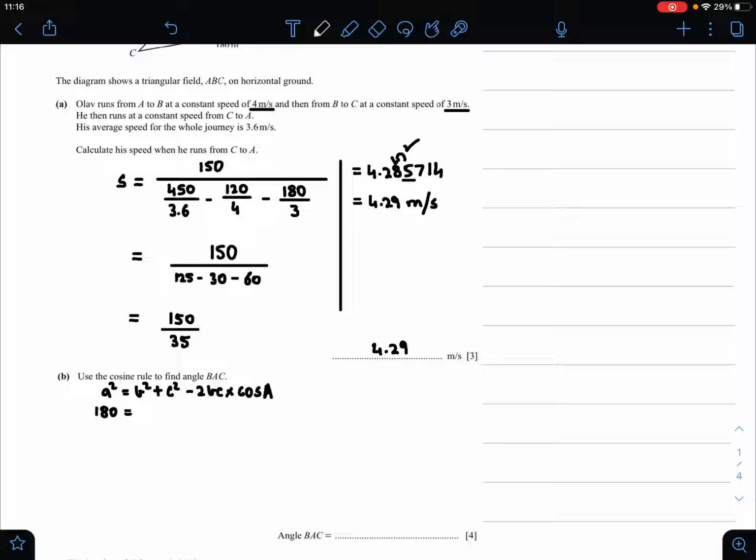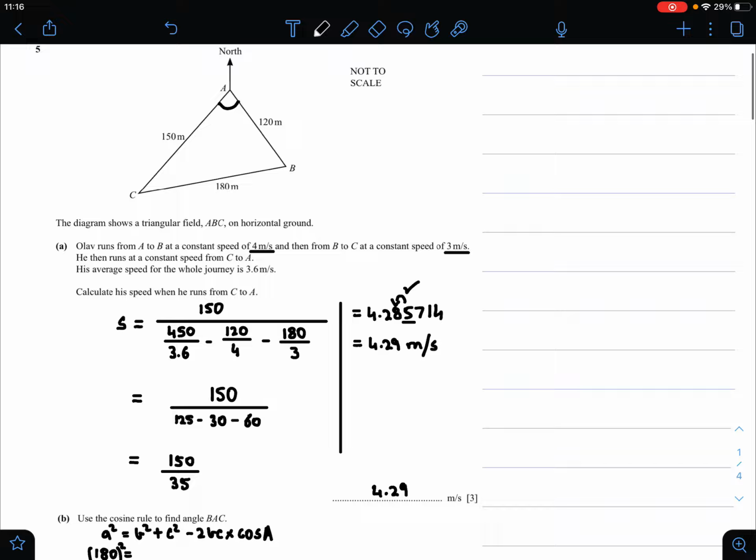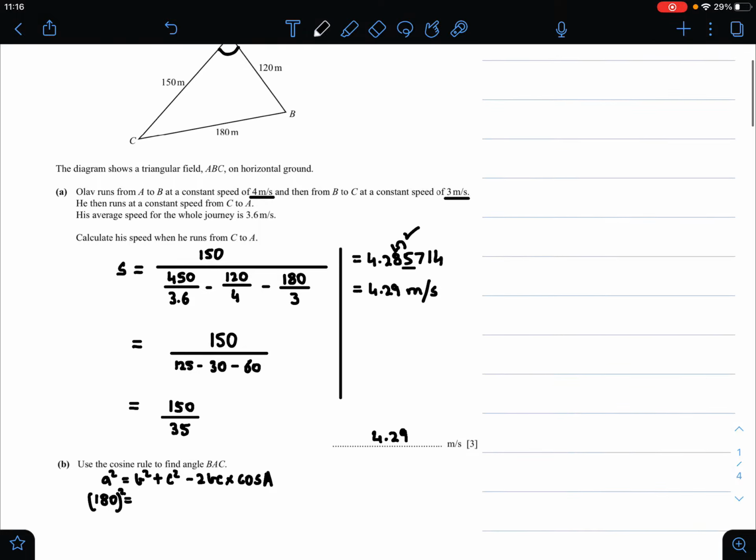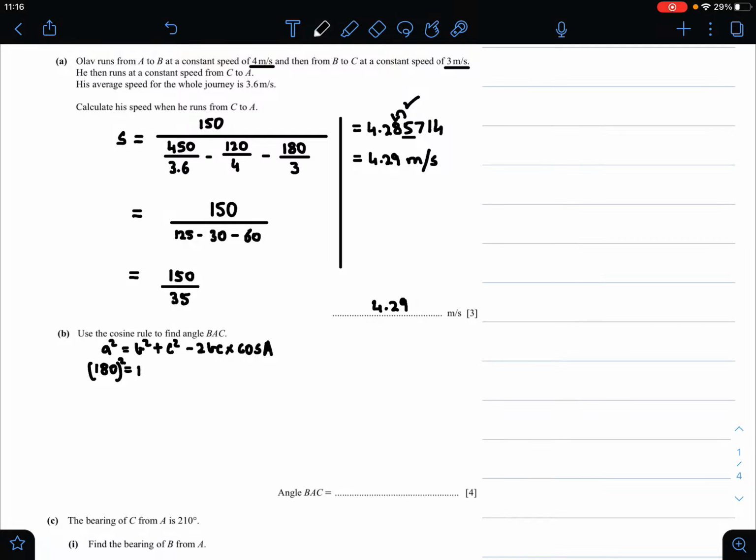So A has to be 180 in this case. So 180 square, because it's a square, is equal to, now B and C you can take either side, that is 150 or 120, that doesn't matter. So 150 square plus 120 square, or vice versa, minus 2 times 150 times 120 multiplied by cos A.